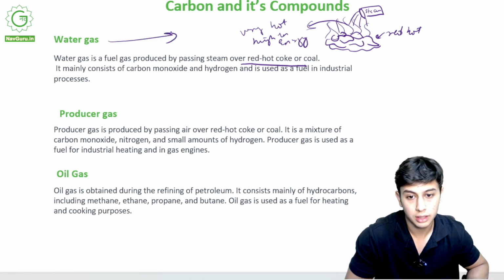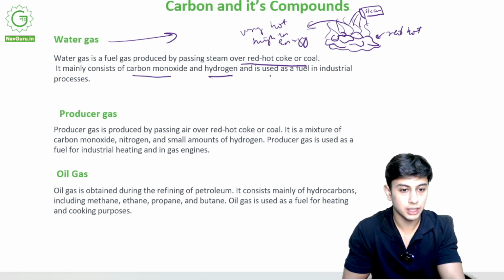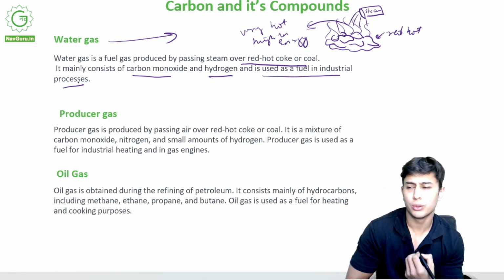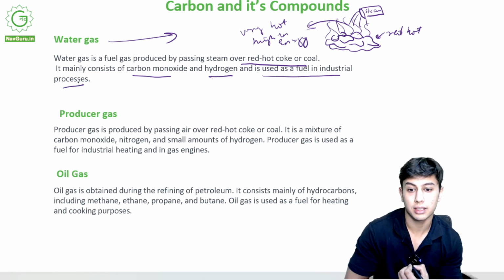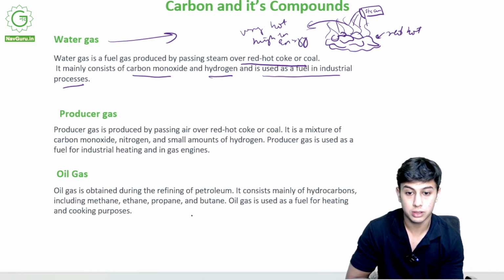Water gas mainly consists of carbon monoxide and hydrogen and is used as a fuel in industrial processes. If you have seen Titanic, they were using water gas, steam, water gas. This was all being used.